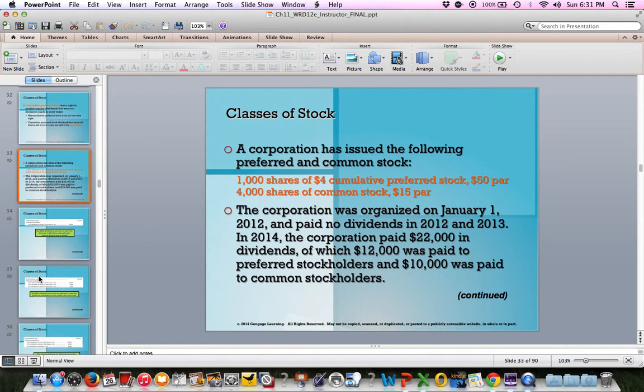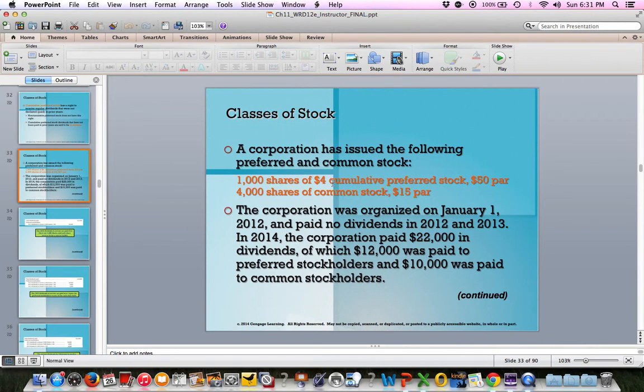Okay, so when they say $4 cumulative preferred stock, what they're saying is that share of stock should receive a dividend of $4 for the year. So obviously 4 times 1,000 is $4,000. So just think for 3 years, that's 4 plus 4 plus 4, $12,000. So that's where they came out with the $12,000. So anything that's left over above and beyond that is paid to commons, because for the preferred shareholders, all they can earn is $4 per share. They cannot earn more than that.